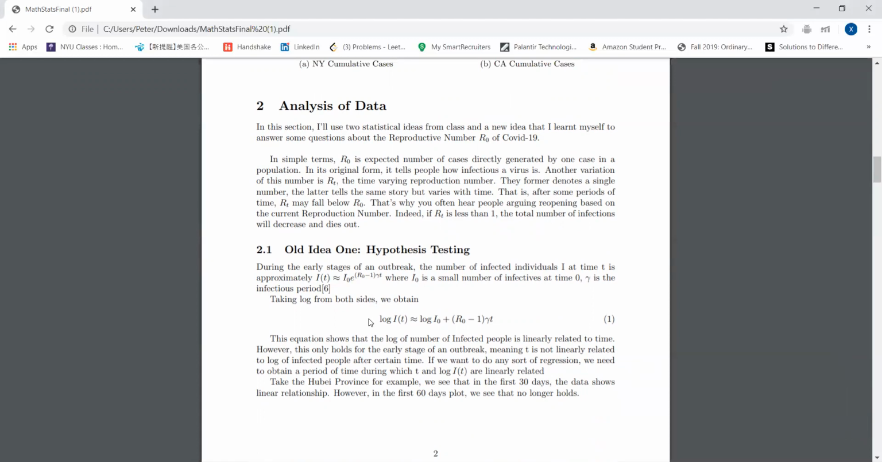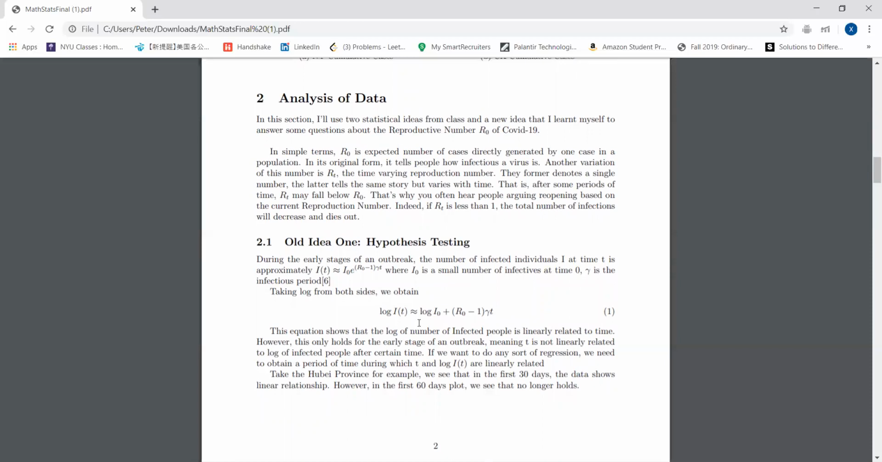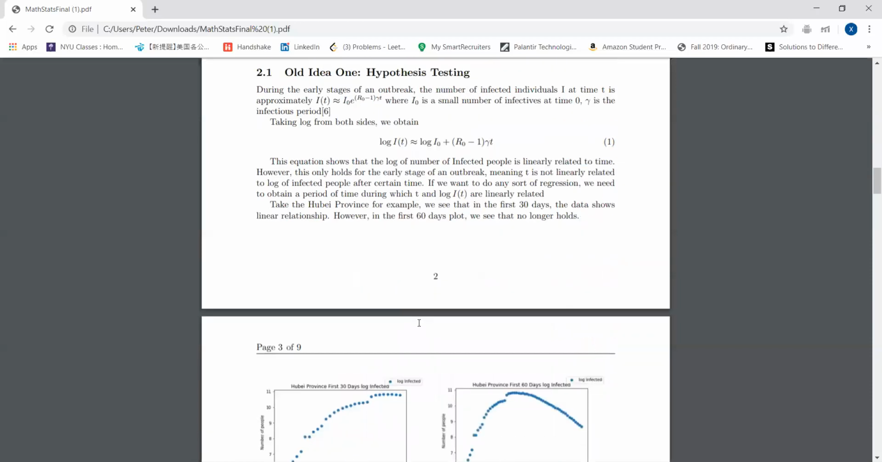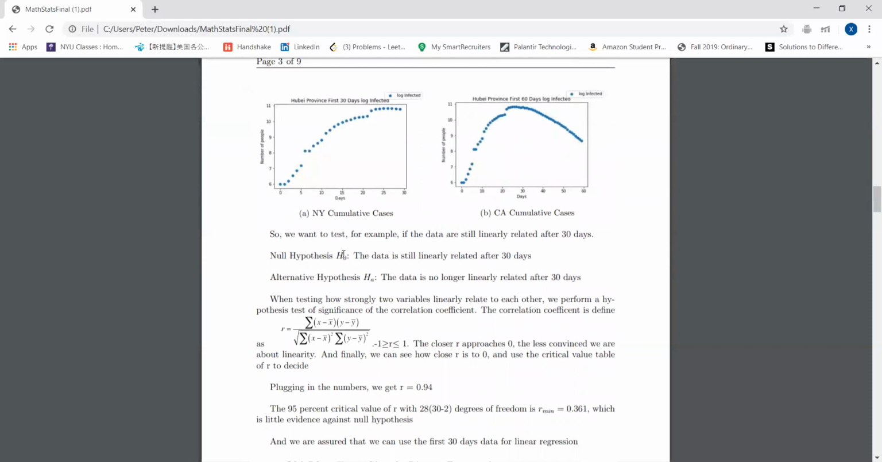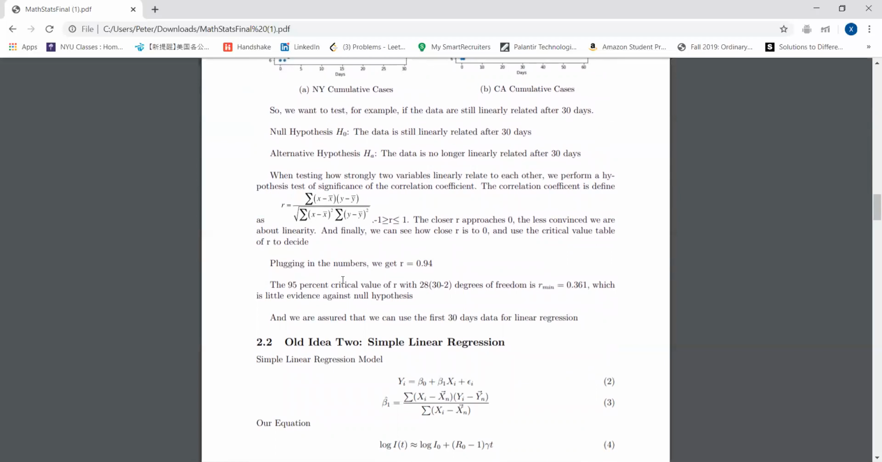So the question that we want to answer is, well, the paper says early stage, so how many days can we use to actually fit the linear regression model? Essentially, this is hypothesis testing. For example, we can take the Wuhan data, the first 30 days. The null hypothesis says that they are linearly related for the first 30 days, and the alternative hypothesis says otherwise. So we want to test how strongly two variables relate to each other.